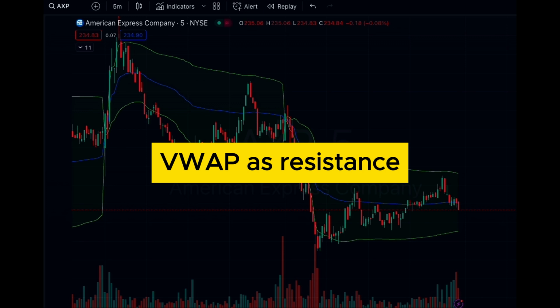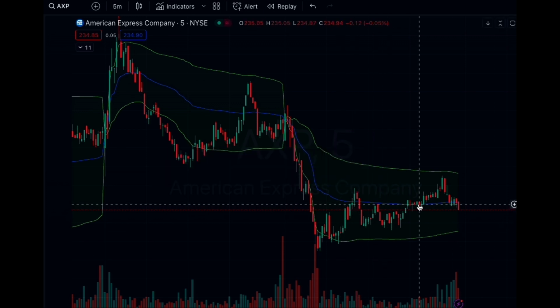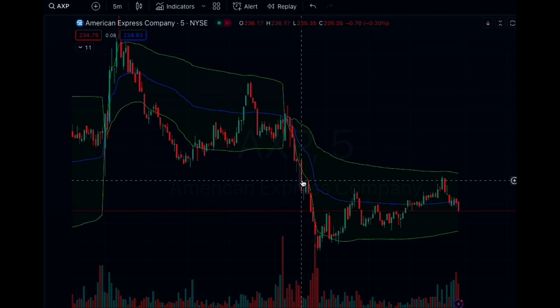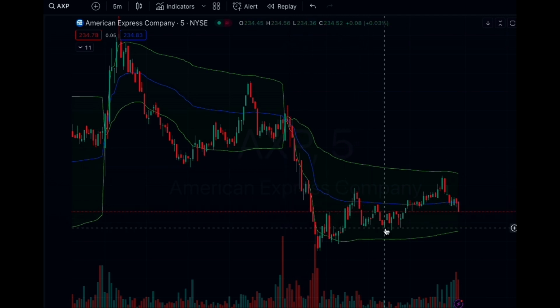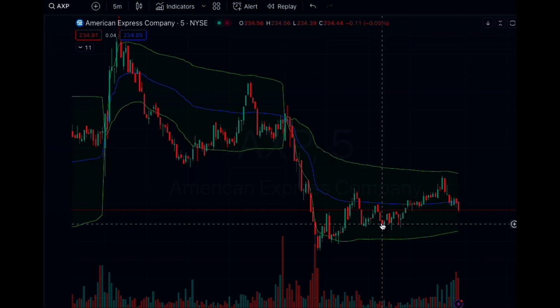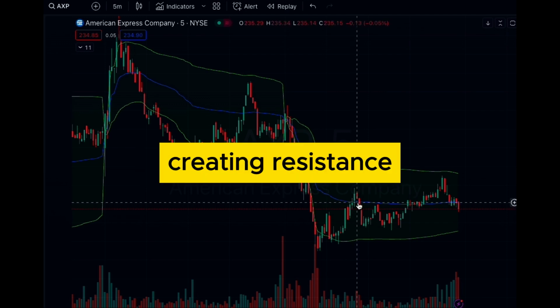VWAP as resistance. On the other hand, when the price is trading below the VWAP line and moves towards it, the VWAP can act as a resistance level. Traders look for the price to hit the VWAP and then potentially reverse downwards. This occurs because the VWAP represents the average price and can be seen as a point where sellers may find value in offloading their positions. If the price rallies up to the VWAP and then stalls or reverses, it indicates that the sellers are using the VWAP as a benchmark to sell, creating resistance.